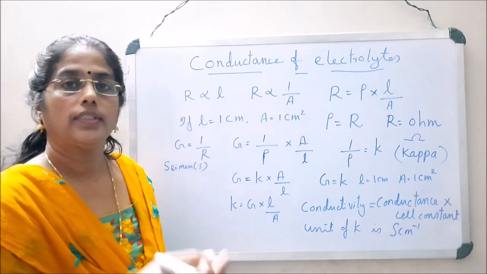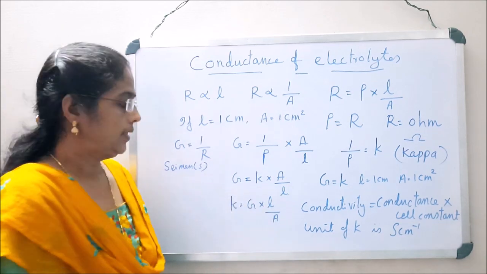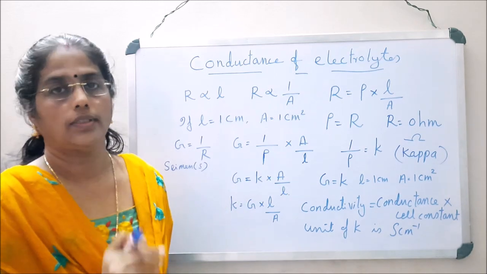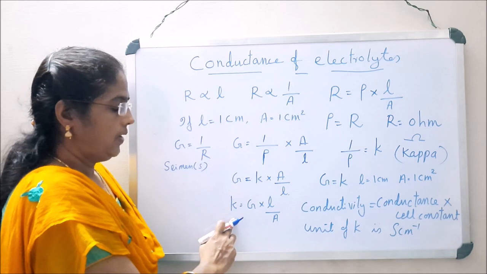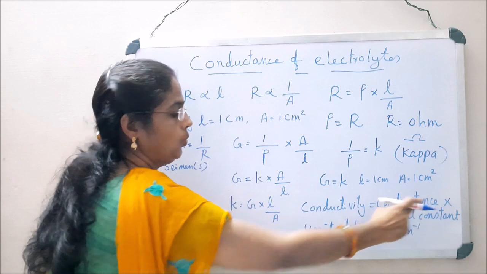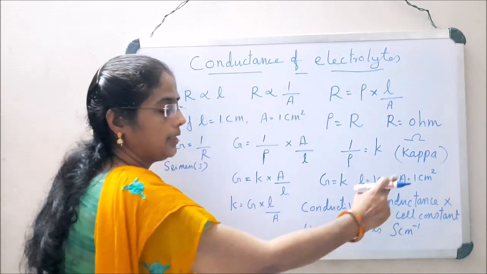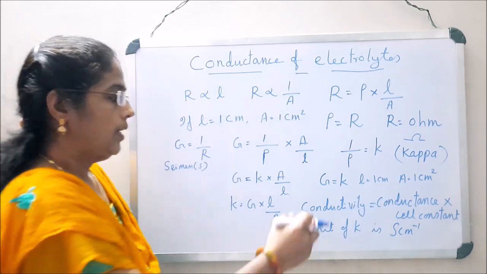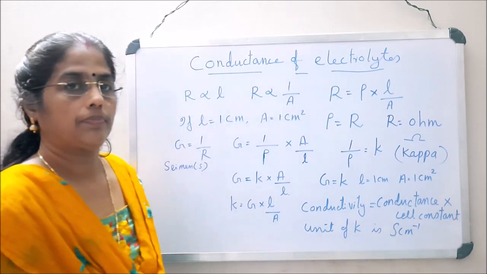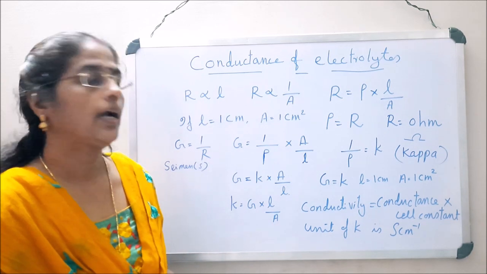As we know, this length and area of cross section of a conductor is a constant. That means L by A is a constant. That constant can be called cell constant. So we can say that conductivity is equal to conductance into cell constant. The unit of kappa is S centimeter raised to minus 1. But kappa is the conductivity or specific conductance.